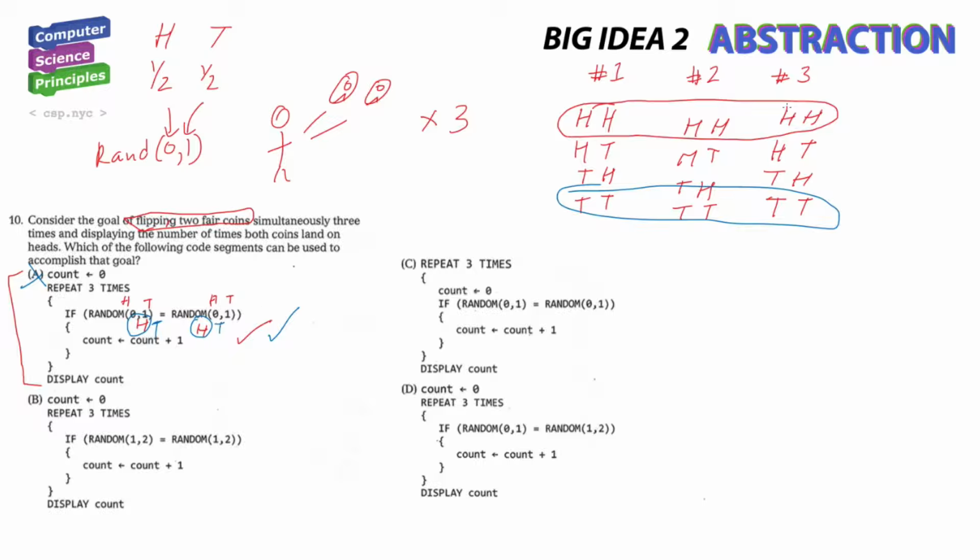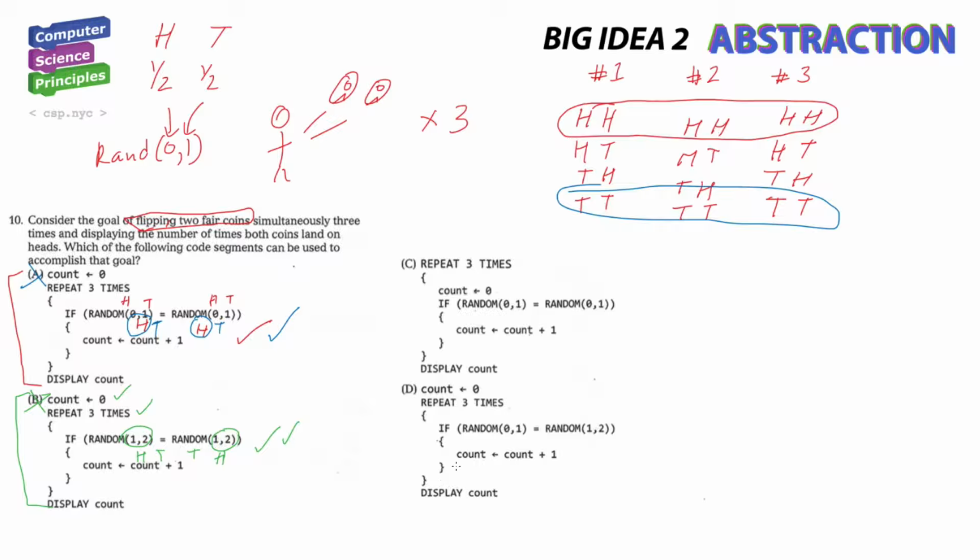Okay, B, change over this color. So B says set the count to 0, which I like, repeat 3 times, okay. Now it says if random 1, 2 equals random 1, 2, then add 1 to the count and display count. Well, this is almost identical to the one above. The only difference is that they have a 1 and a 2 instead of a 0 and a 1, but it's the same problem. If you get a head and a head, it's going to add 1. If you get a tail and a tail, it's going to add 1, which we do not want. So B does not work as well.